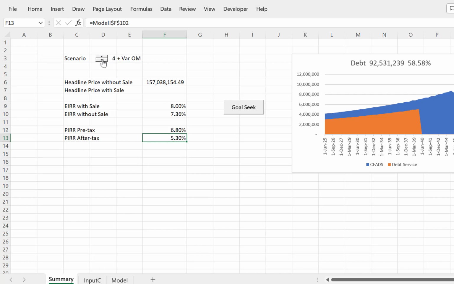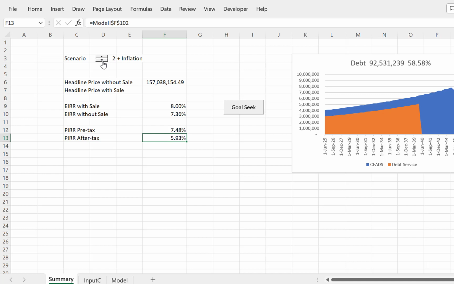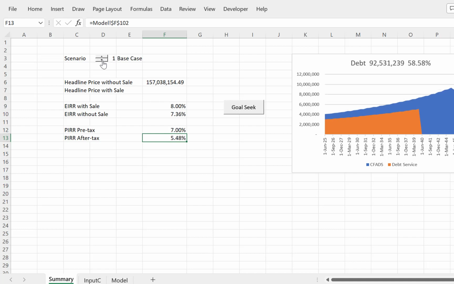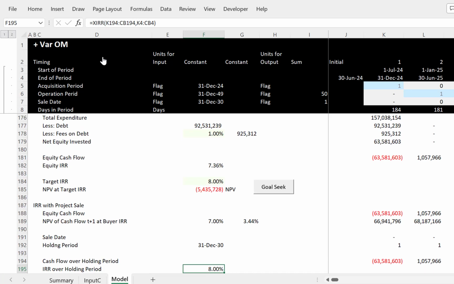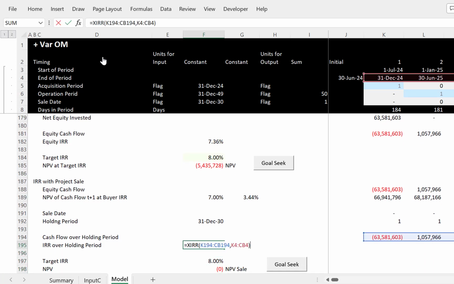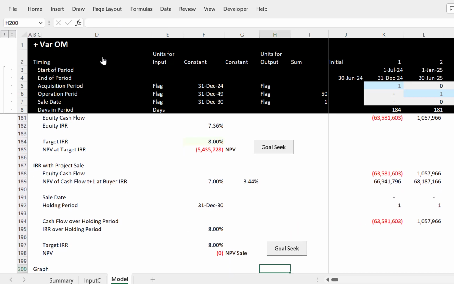no, go minus variable O&M. Yes, that changed, and that changed, and the DSCR changed. But every time it's changing, it's recomputing the debt. Why? Let me just make sure. The IRR over the holding period. Why did... I'm not redoing the goal seek. The NPV.